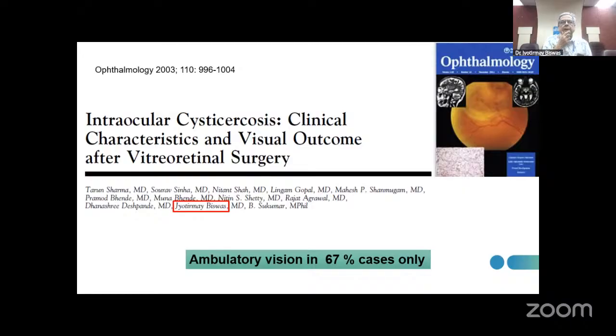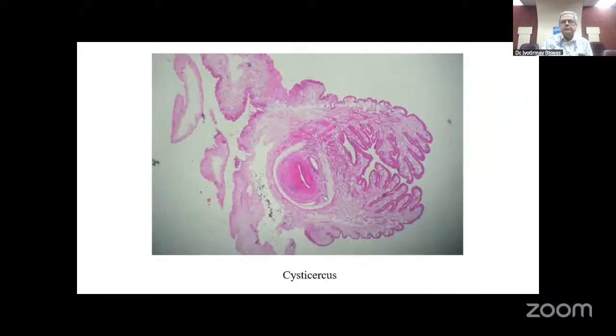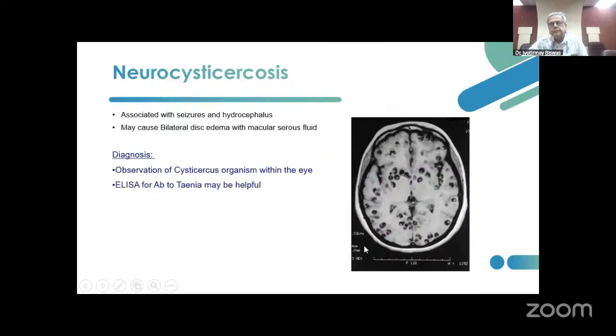Intraocular cysticercus is very well described by Dr. Tarun Sharma, and we found that this is a blinding disease, with ambulatory vision in only 67% of cases, even if you do the treatment. This is an elegant histopathology of a removed cysticercus, and you can see the scolex over here, surrounded by the cyst wall. This is neurocysticercosis associated with seizures and hydrocephalus, which may cause bilateral disc edema with macular serous fluid. Observation of the cysticercus organism within the eye and ELISA for antibody to Taenia may be helpful.